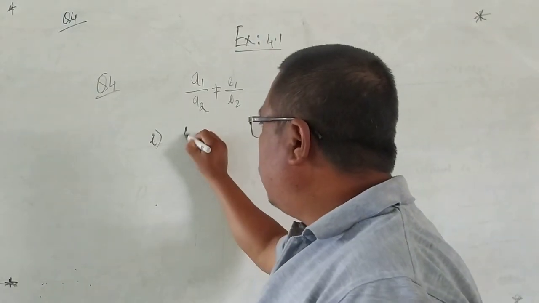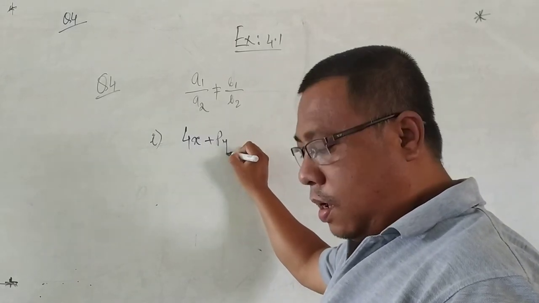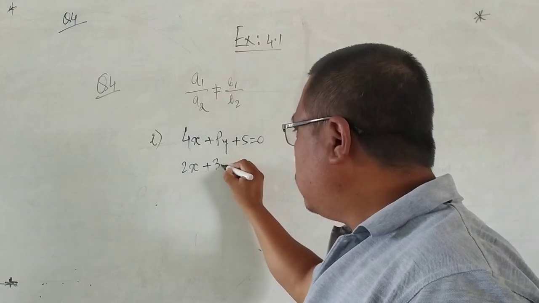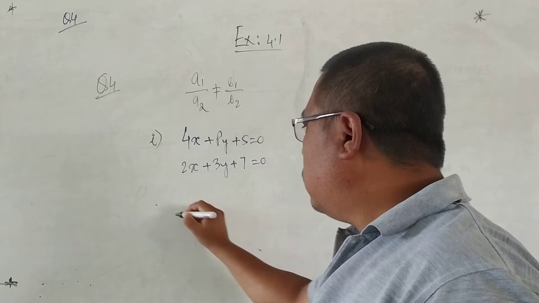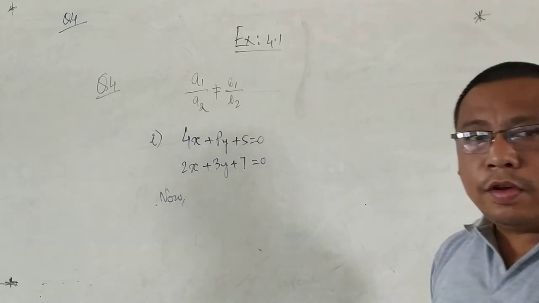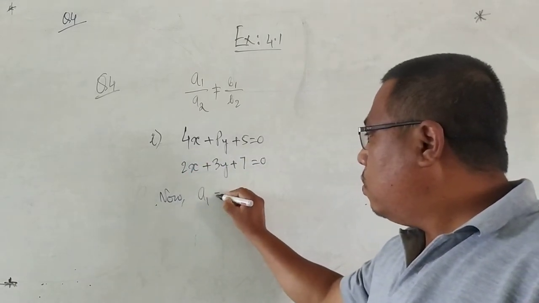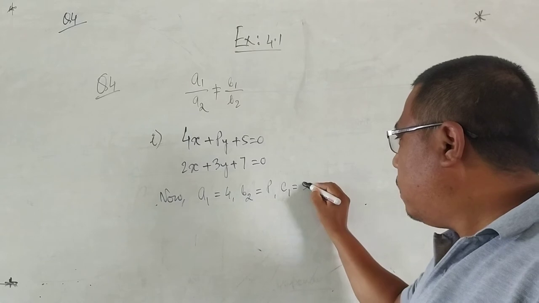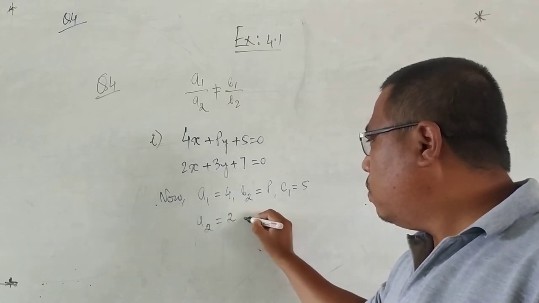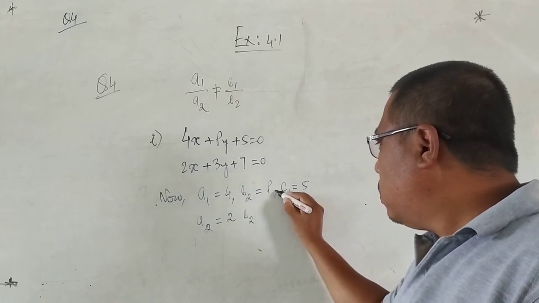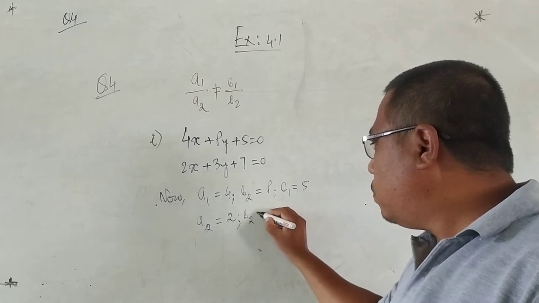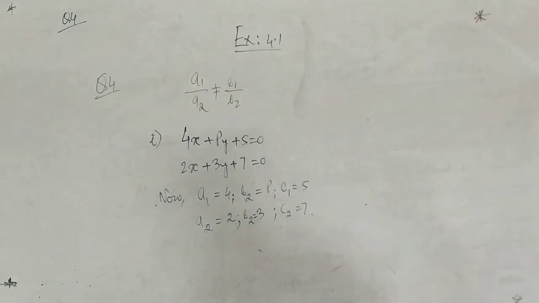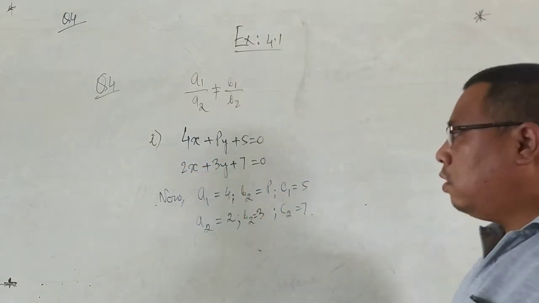Number 1 is 4x plus Py plus 5 equal to 0, and 2x plus 3y plus 7 equal to 0. Now, in this case, A1 is equal to 4, B1 is equal to P, C1 is equal to 5, A2 is equal to 2, B2 is equal to 3, and C2 is equal to 7. And what is the given condition? Since the given pair of linear equations has a unique solution.